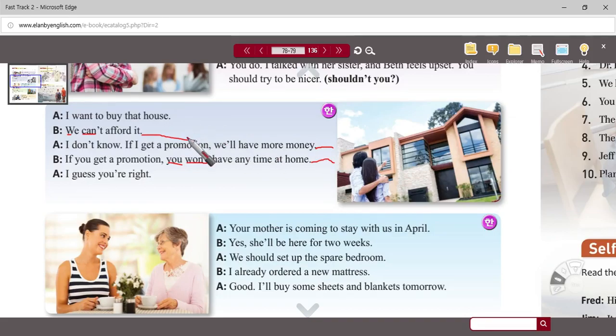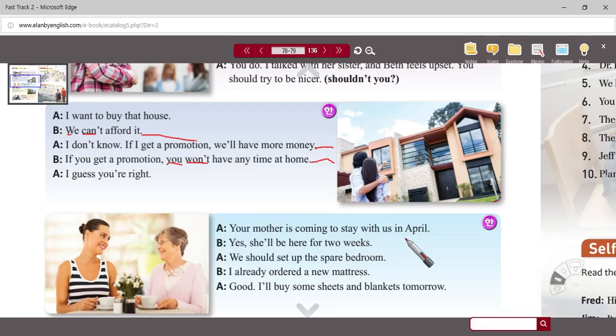Okay, so there's three possibilities. I think the B turns are the best options. And you'll see that in these conversations, it's usually one person giving the opinions.